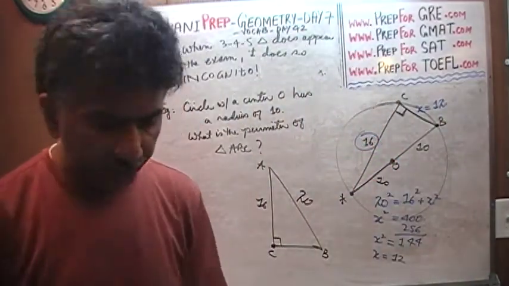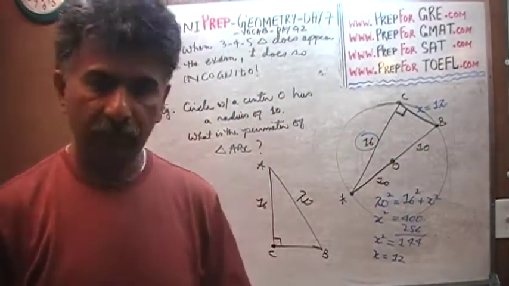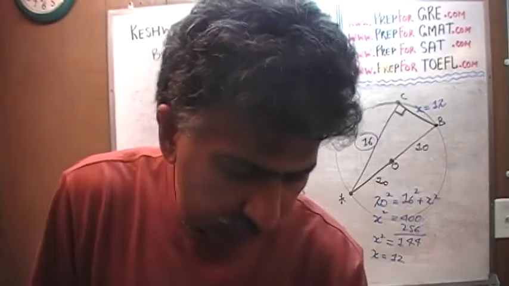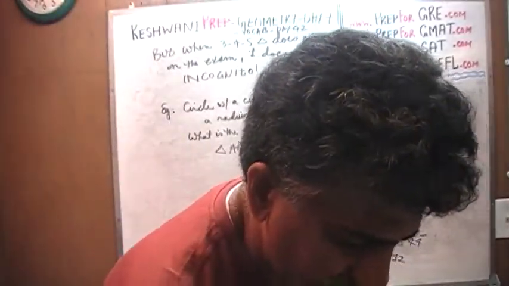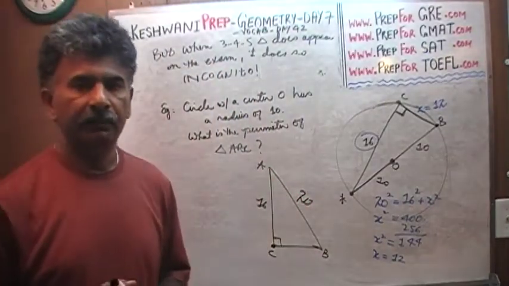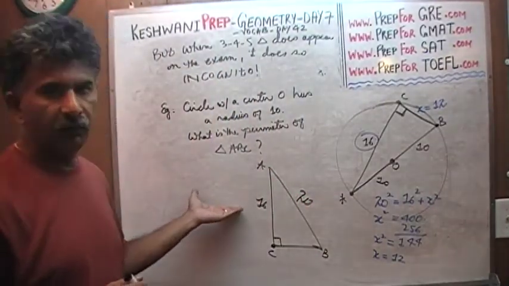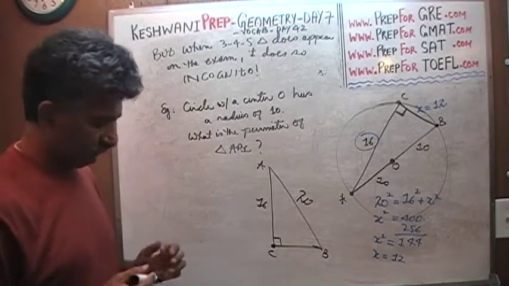Now, if you did all of this, then you missed the whole bloody point. The whole point of what I'm trying to make here is that when the 3, 4, 5 triangle does appear in the exam, it appears incognito. This is a 3, 4, 5 triangle. Believe it or not, it's a 3, 4, 5 triangle.